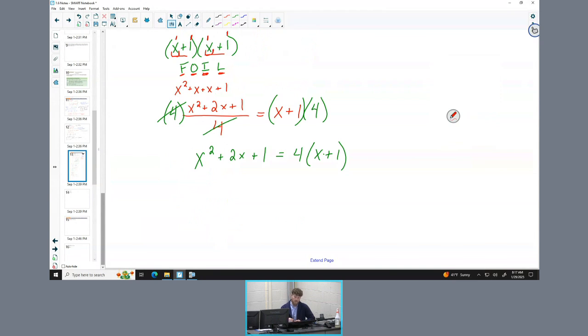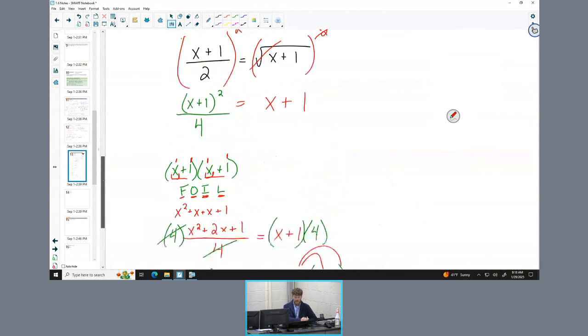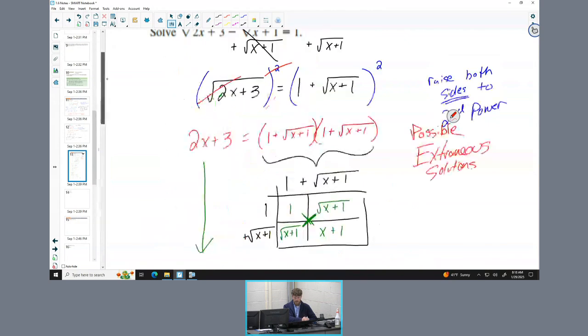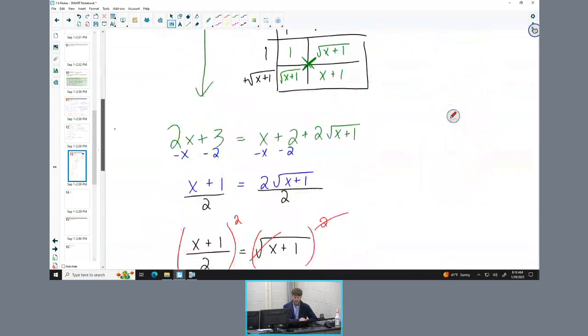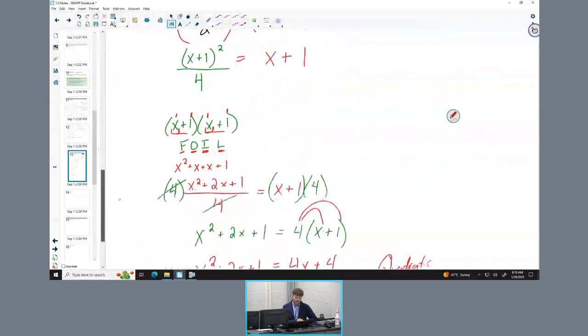This is a long one. We distribute the 4, we got 4x plus 4 equals x squared plus 2x plus 1. And then now we're finally to the point of, it's quadratic. This is quadratic. Right? So we had to do things twice. For this one, this is a long problem because we had to do things twice.